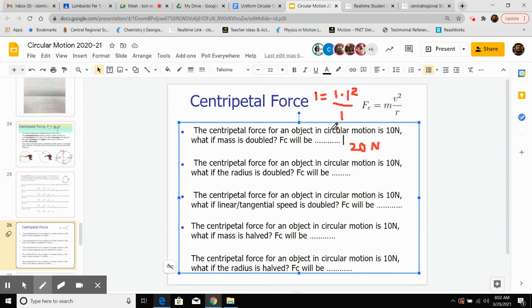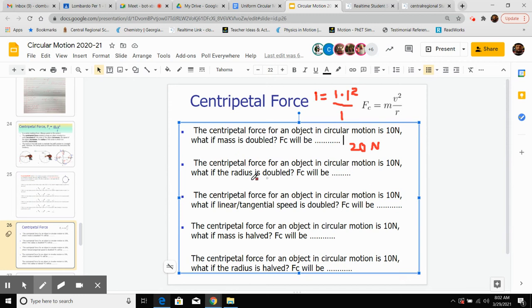So like the first one, if they said, okay, if the mass was doubled, this is mass, so I would make this a 2, and then leave everybody the same and figure it out. So 2 times 1 squared is 2, because 1 squared is 1, so 2 times 1 is 2. Divided by 1, the answer is 2. So it'd be 2 times the original force. You can use that if you'd like.